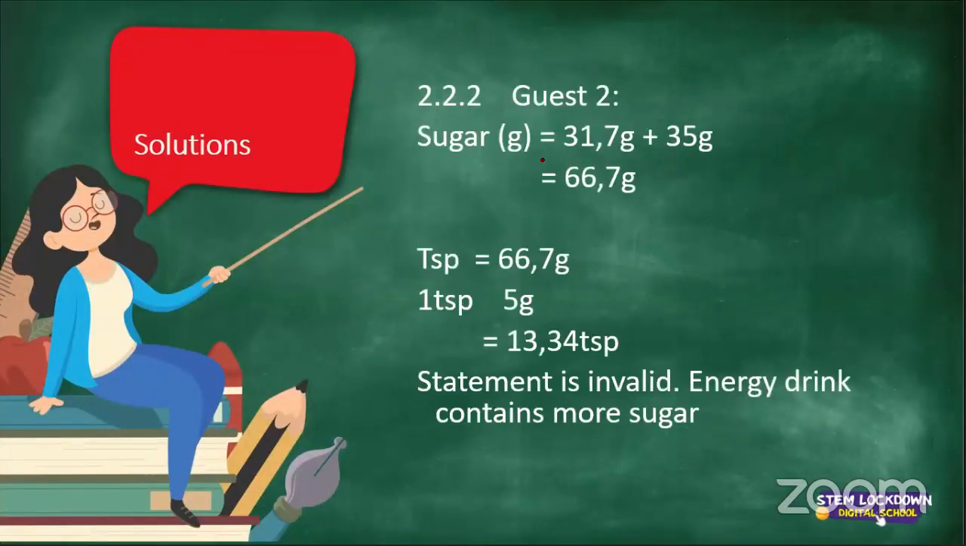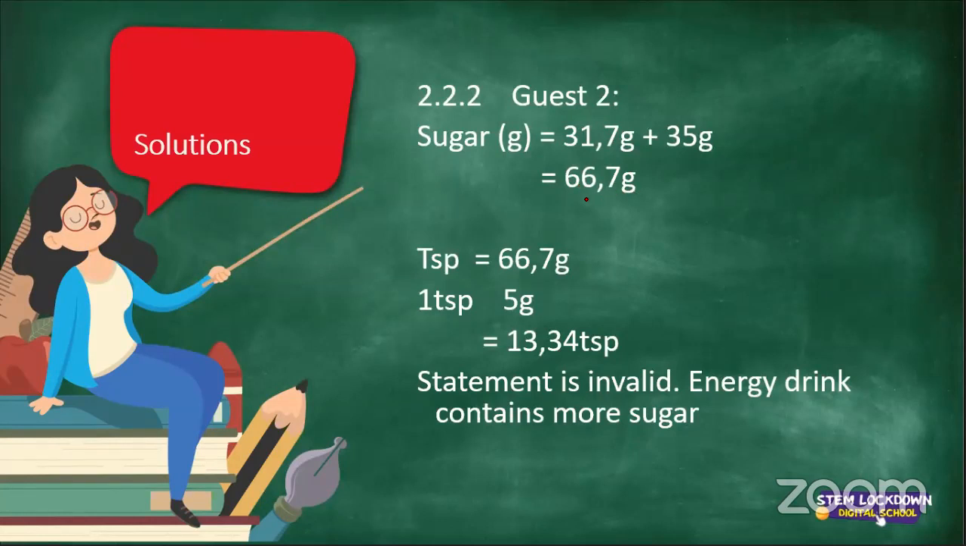Okay, the second guest, in terms of grams of sugar, 31.7 plus 35, right? Plus 35. I can see your answers, Ben, Botumelo, Jared. I can see your answers for number 2, so let's check if you guys are correct. Okay, now the answer will be 66.7 grams, right?